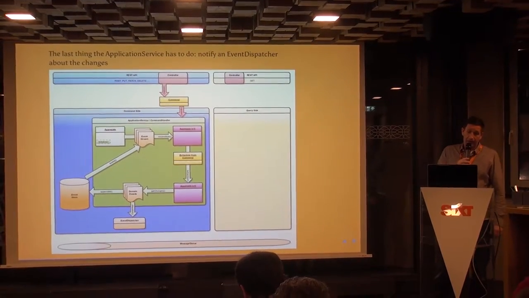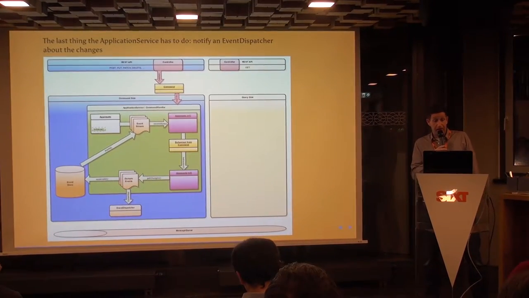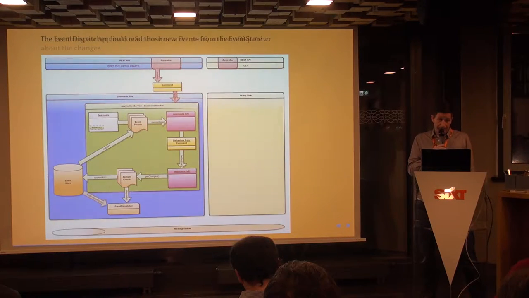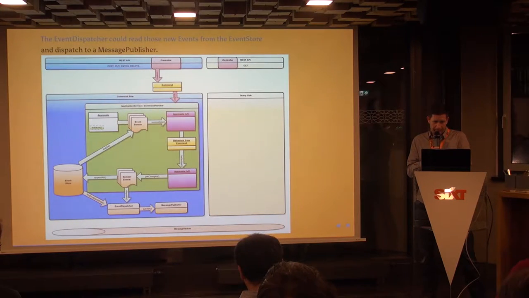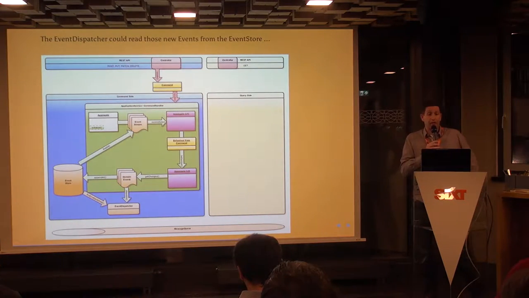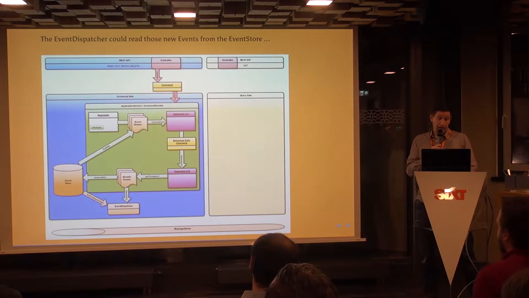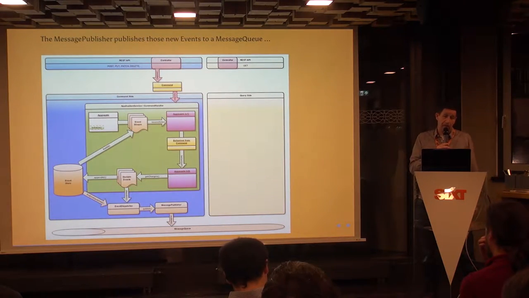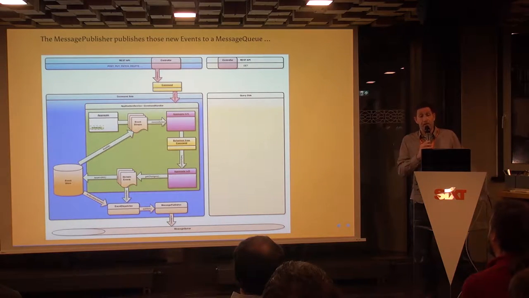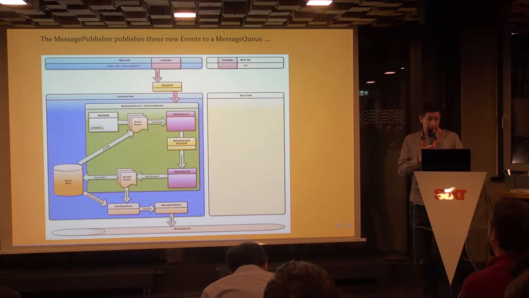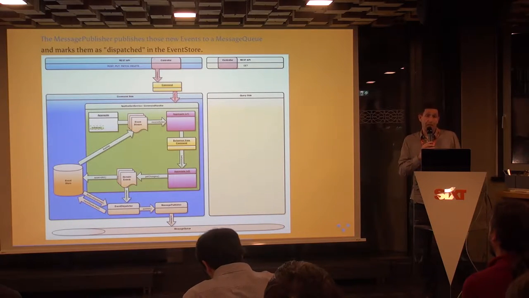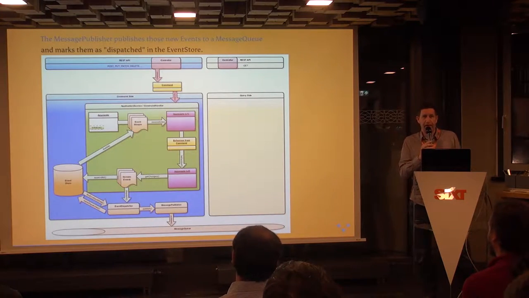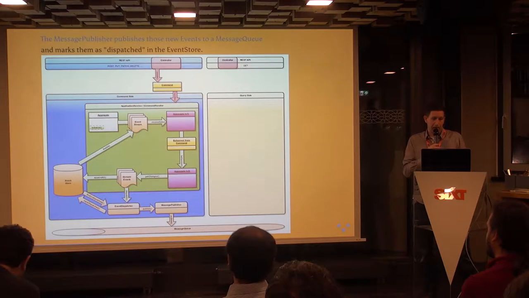Okay, and the last thing the application service has to do is to notify an event dispatcher about the changes. Sorry, it won't work. Yeah, the event dispatcher could read those new events from an event store. That's one possibility. And dispatch them to a message publisher, and then the message publisher publishes those new events to a message queue, like RabbitMQ already mentioned, and marks them as dispatched. That was one of these optional flags you could have in the event store, if an event is already dispatched.